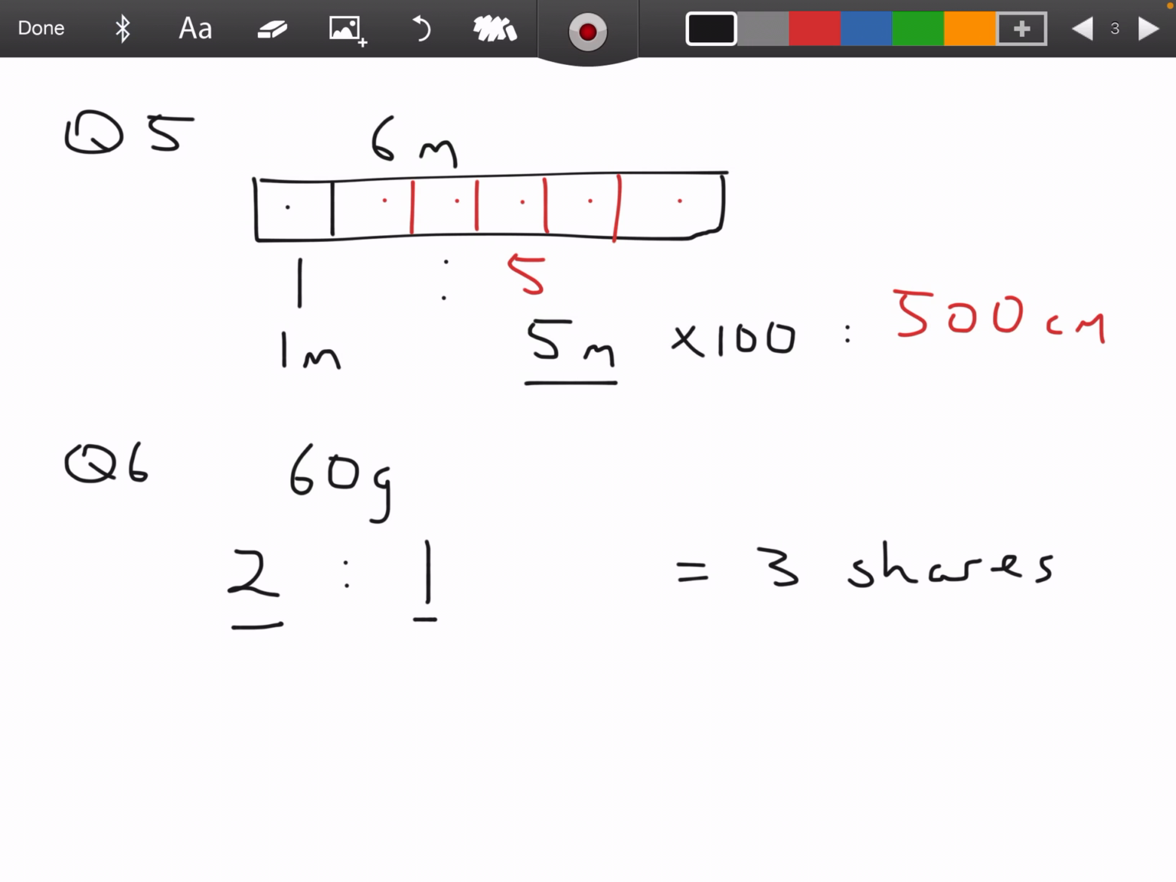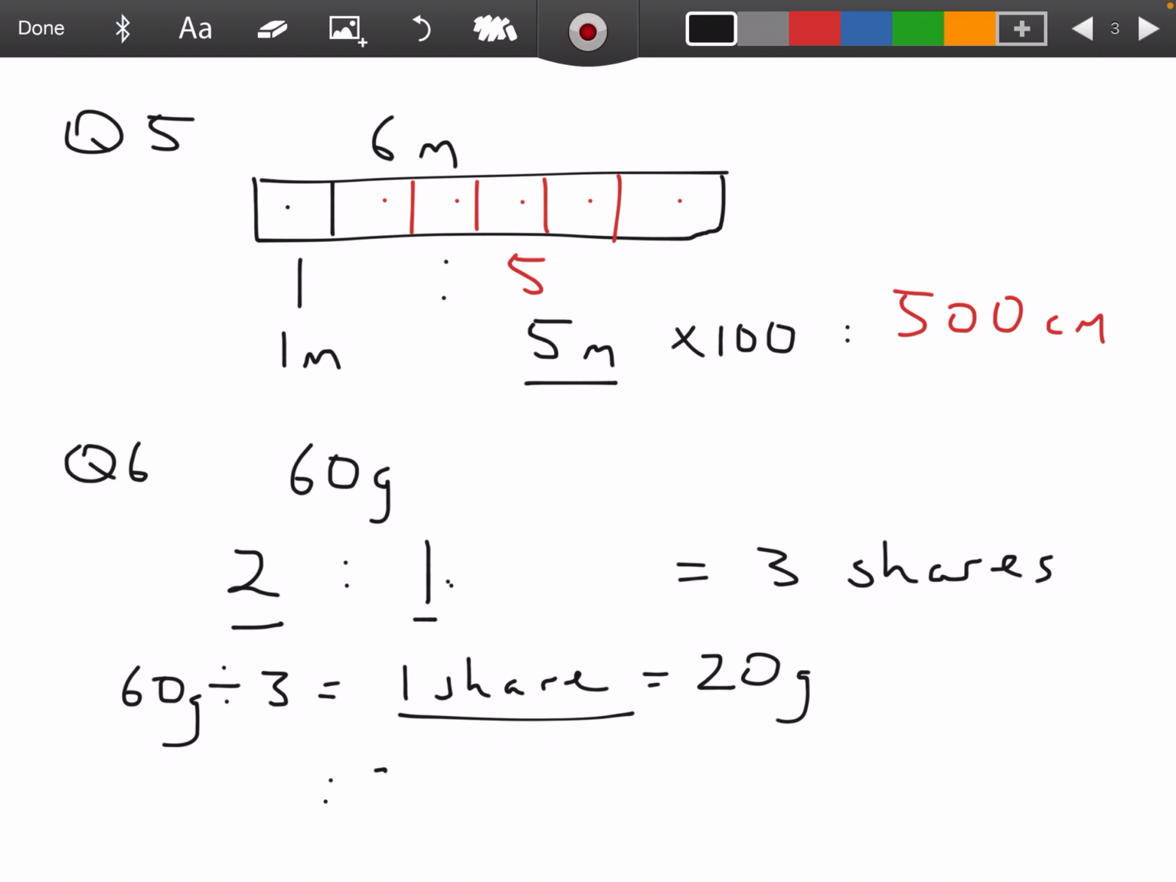And I figure out what 1 share is worth. I do 60 divided by 3, which will give me the amount of grams that 1 share is worth. 1 share is worth 20 grams. So if 1 share is 20 grams, the brother getting the smaller amount is getting 20 grams of cereal, and the brother getting twice as much as him is getting 40 grams of cereal.